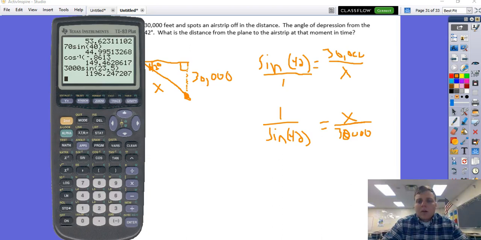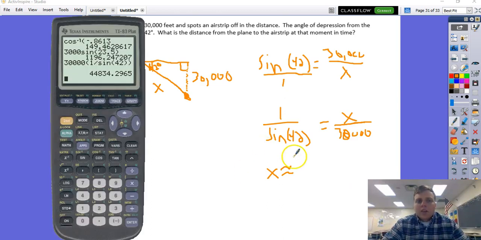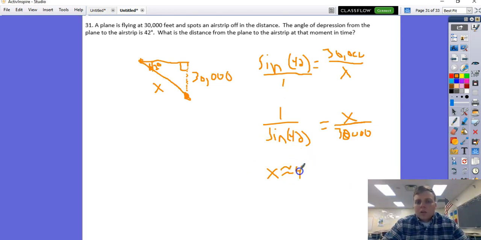Alright, so I'm going to grab a calculator. I'm going to type in 30,000 times 1 divided by sine of 42. I'm already in degrees, otherwise I'd go change my calculator to being in degrees. Press enter, and I get that the distance is approximately 44,834.83, and there we go.